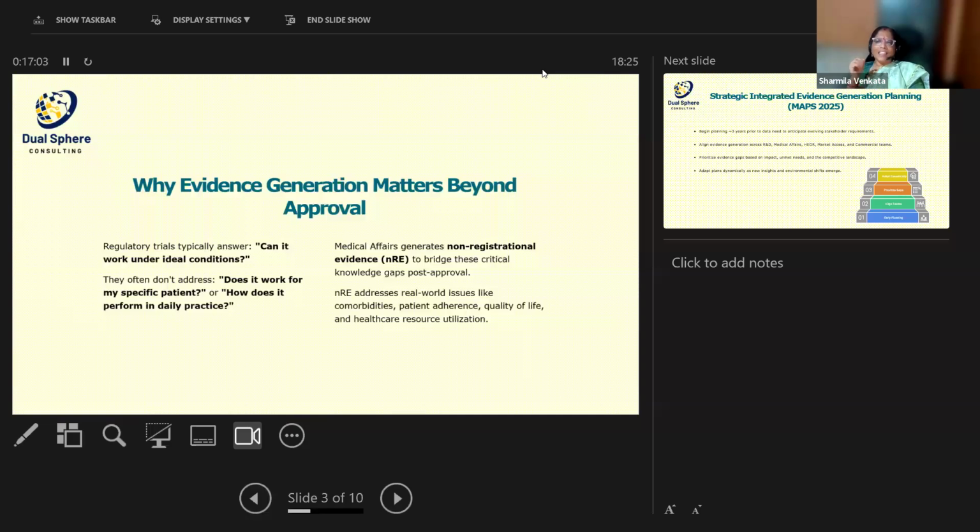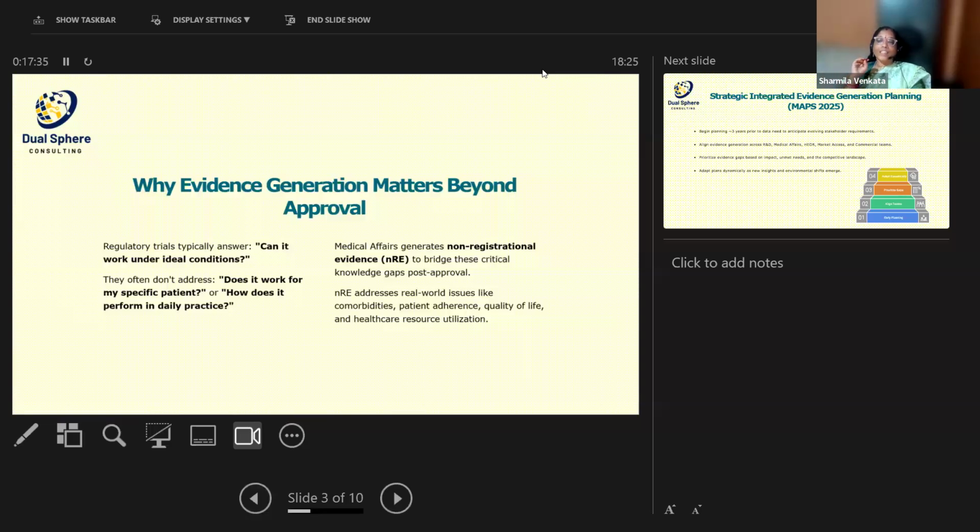That is the question. They are tightly controlled experiments, carefully selected patients, strict adherence protocols, and close monitoring. And while that's exactly what regulators need to make an approval decision, it doesn't answer every question that real world healthcare stakeholders like clinicians, payers, patients, and regulators have.